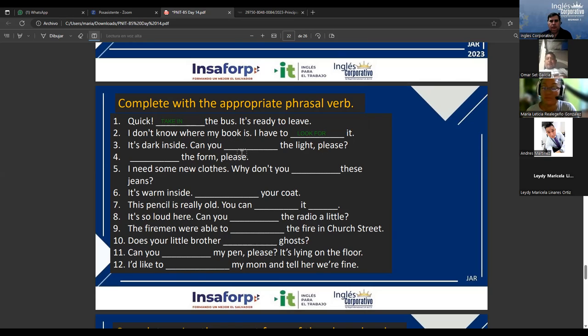Turn on. Turn on the light, please. Turn it on. Exactly. Not torn, turn, T-U-R-N.